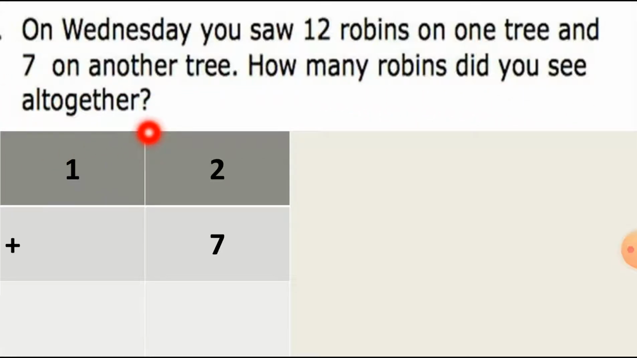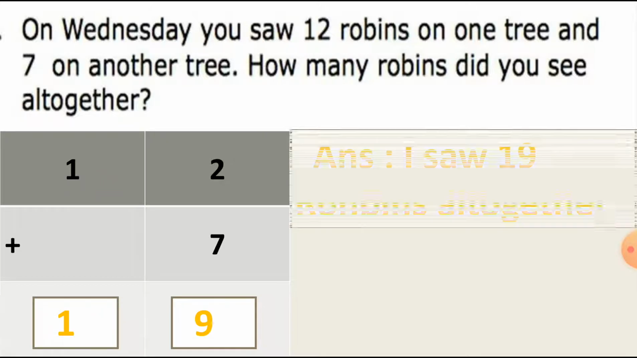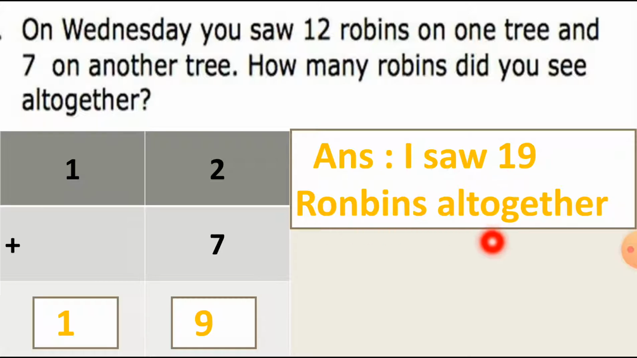This word altogether indicates addition, as I told you and as I showed you in the list. So altogether indicates addition, so I put the addition sign here. On the first tree there are 12 birds, and on the second tree there are 7 birds. So how many altogether? We have to add these numbers. So 2 plus 7 is equal to 9, and 1 plus nothing, it means 0. So 1 plus 0 is equal to 1. So we can write in a sentence: I saw 19 robins altogether. This way you have to write it also.